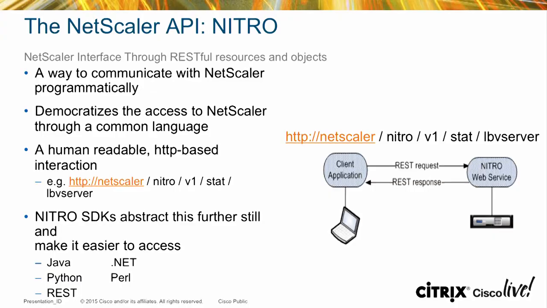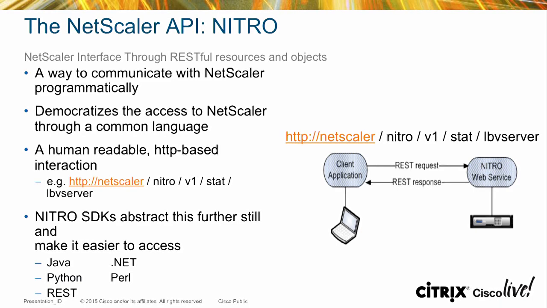The API is called Nitro, and it's the NetScaler interface through RESTful interfaces and objects. It's a way to communicate with a NetScaler. It's a REST object, so HTTP connections, using HTTP gets, pushes, pulls, what have you, from your client, from a server, from an automation orchestration server. You're pushing configuration or getting configuration from the NetScaler to your server. It's the way to democratize access to the NetScaler through that common resource, those REST interfaces.